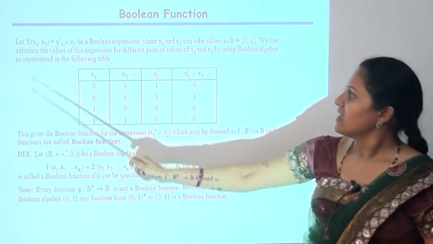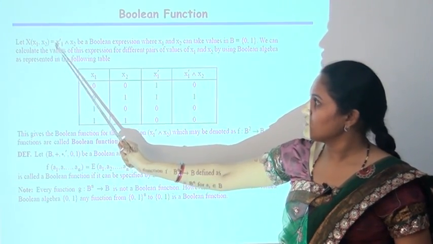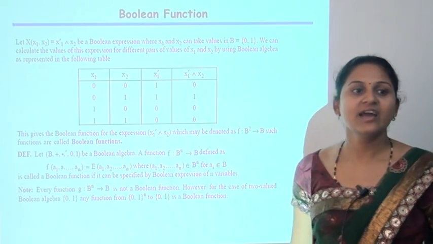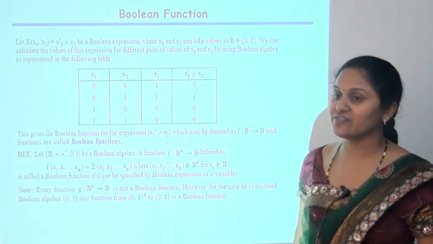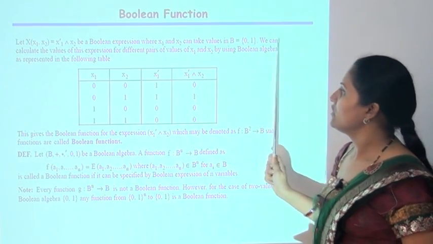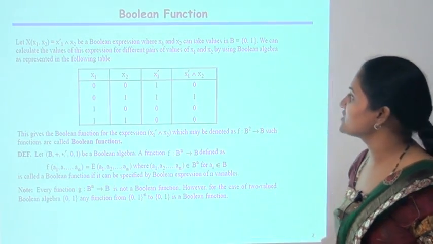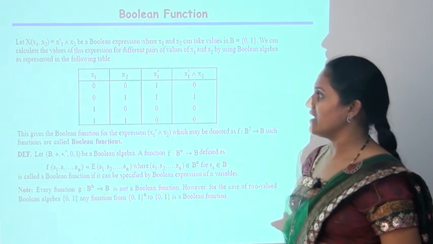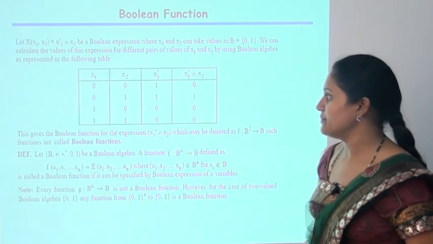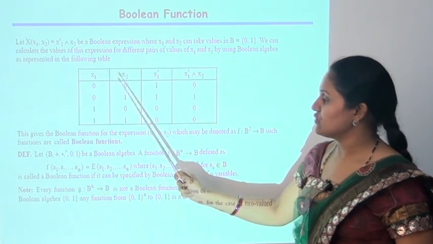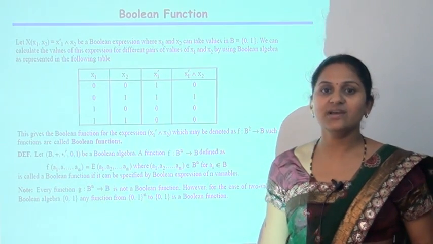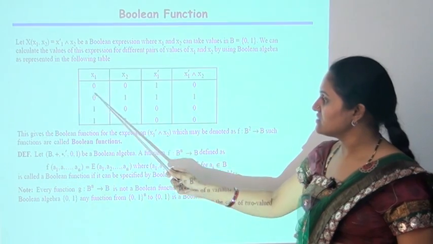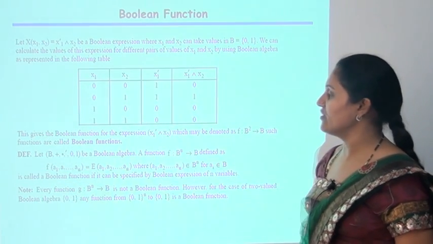Let f(x1, x2) = x1' meet x2 be a Boolean expression, where x1 and x2 can take the values 0 and 1. We can calculate the values of this expression for different pairs of values of x1 and x2 using Boolean algebra. Let's take this table. Boolean algebra always consists of the values 0 and 1, so for x1 we take these 4 values and for x2 these 4 values.